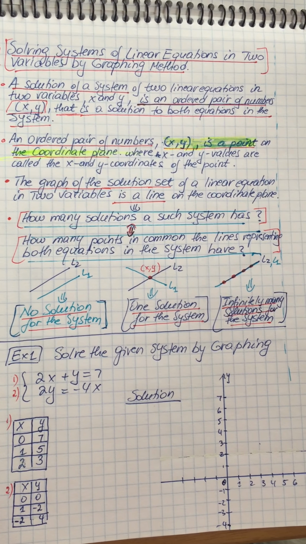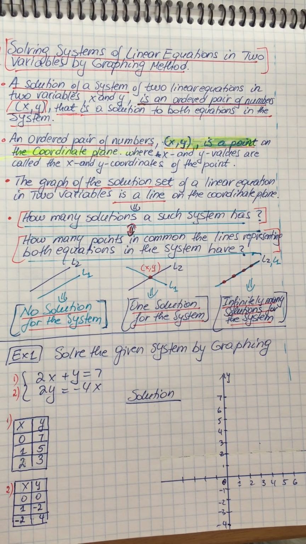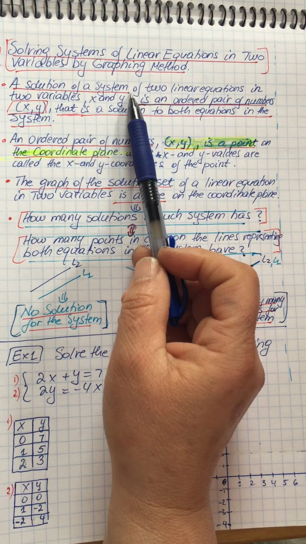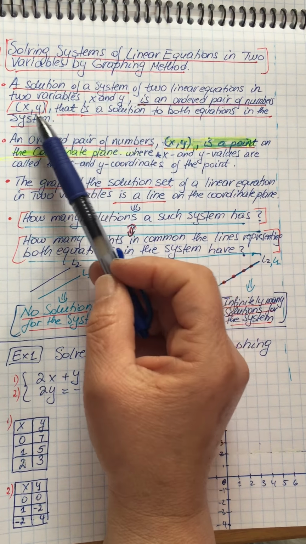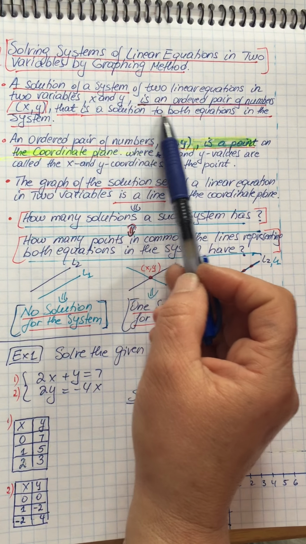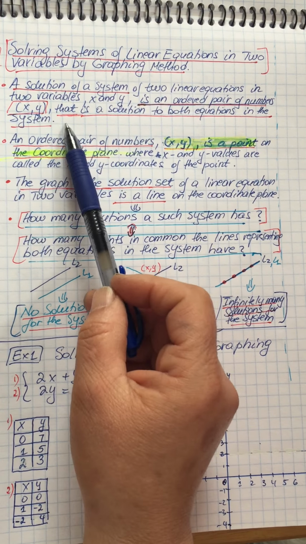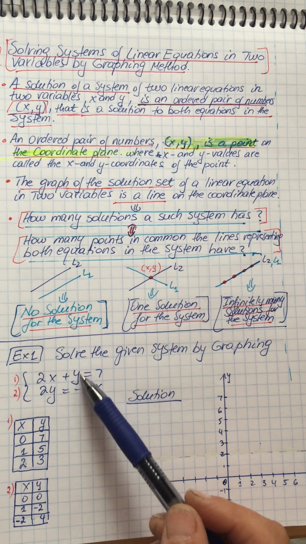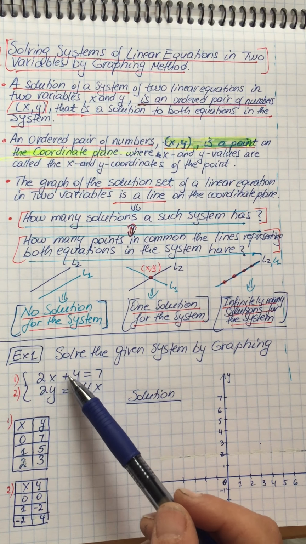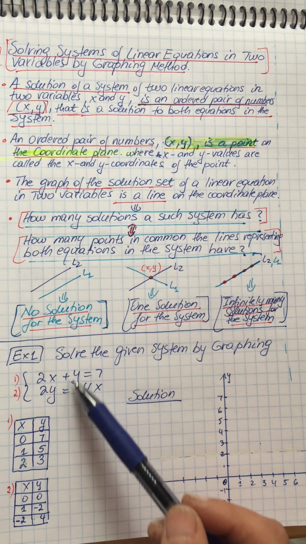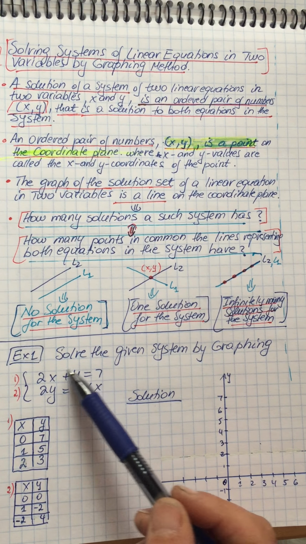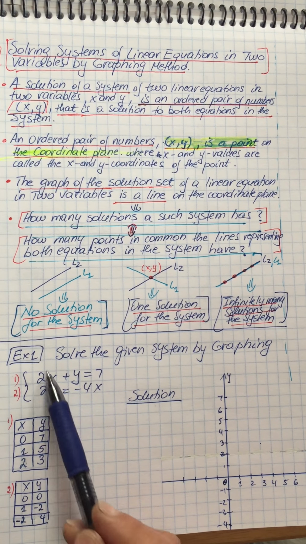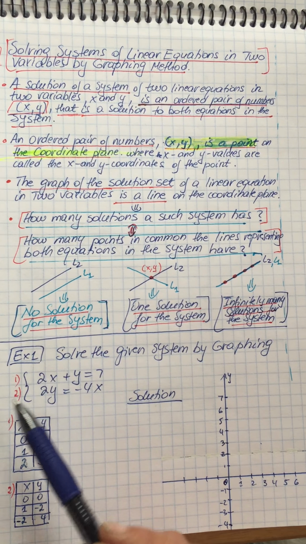Solving systems of linear equations in two variables by graphing method. Now, we know that the solution of a system is an ordered pair of numbers x, y that is a solution to both equations in the system. So, the solution of the system is the solution that is a solution to both equations in the system. So a common solution is a solution for the system that these two equations form.